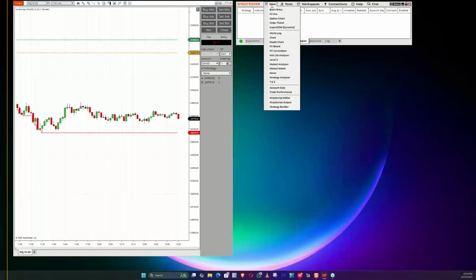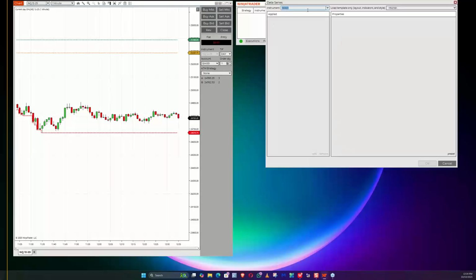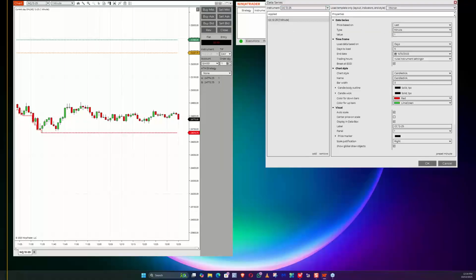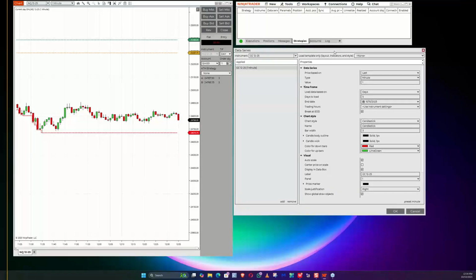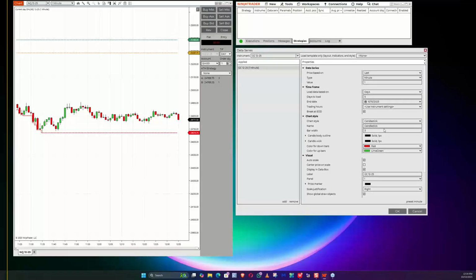Remember when we set up a new chart, we went to new, we went to chart, and we added an instrument. I'm going to do it again, and I'm going to put gold. I'm going to create a second gold chart. But right before you actually finish creating the chart, you get the data series window.